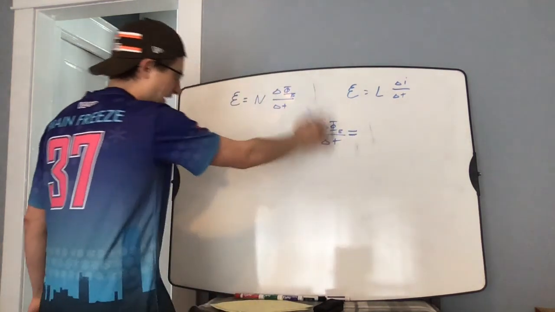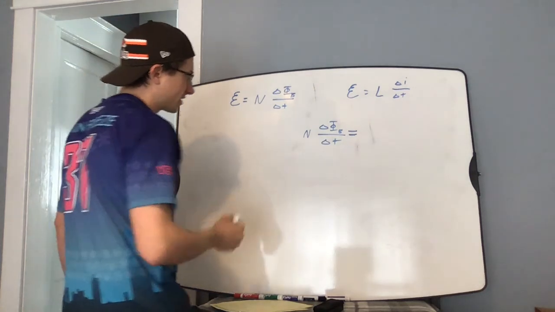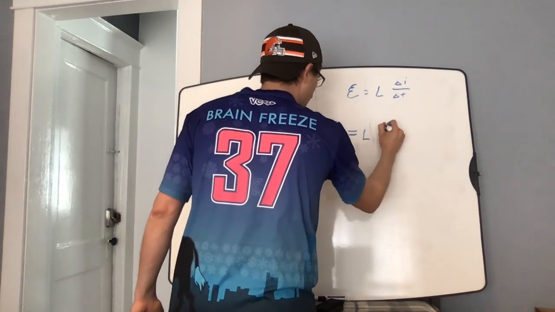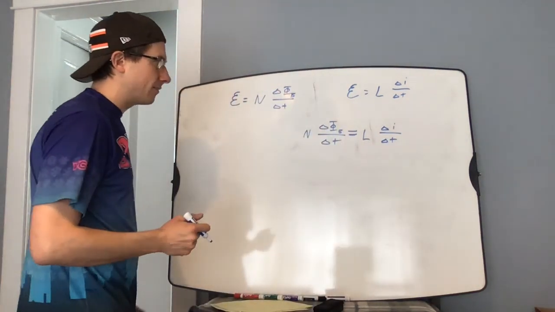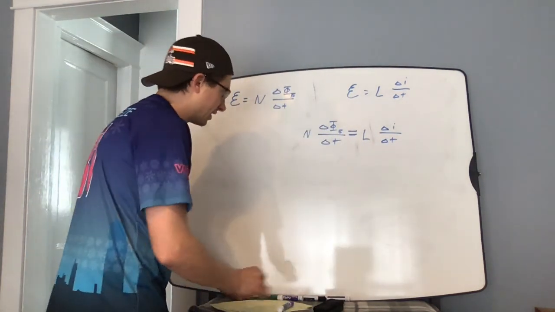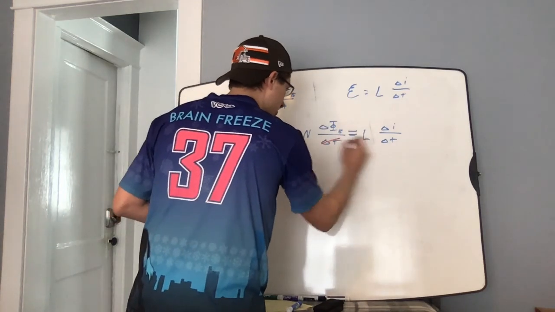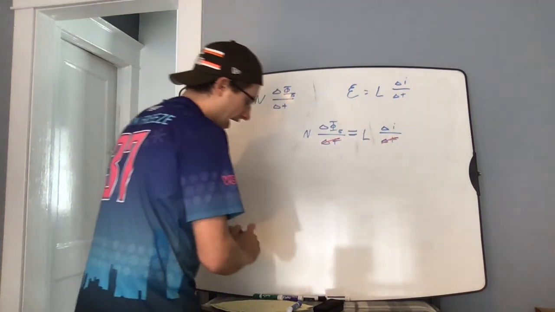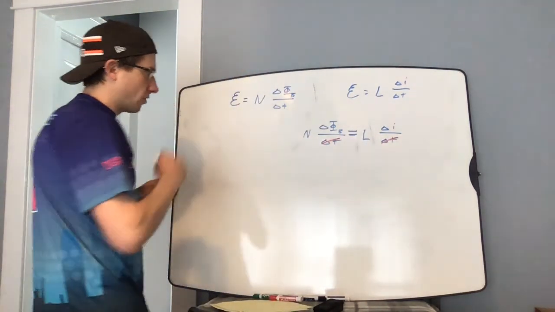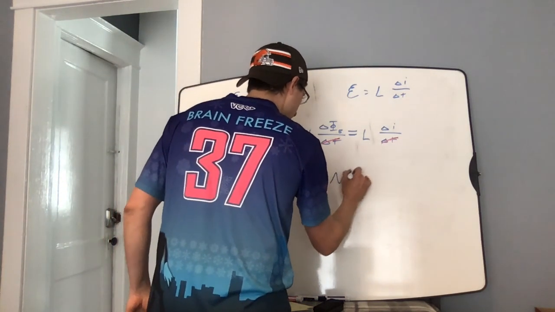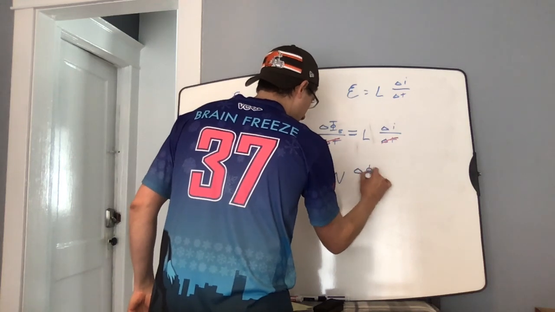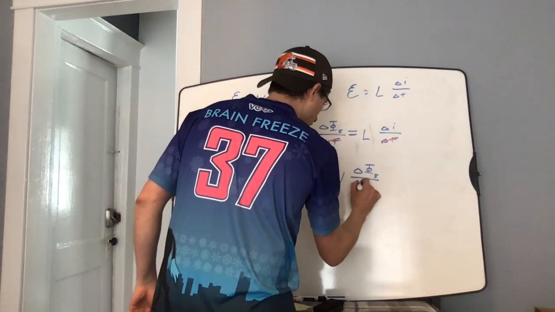I say N times the rate of change of magnetic flux is equal to L times the rate of change of current with respect to time. Okay, we have a delta T in the top and bottom, so these could cancel out. I could do some algebra, solve for L, and I find L is equal to N times the change in magnetic flux over the change in I.